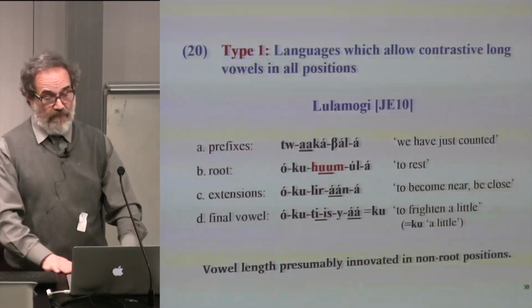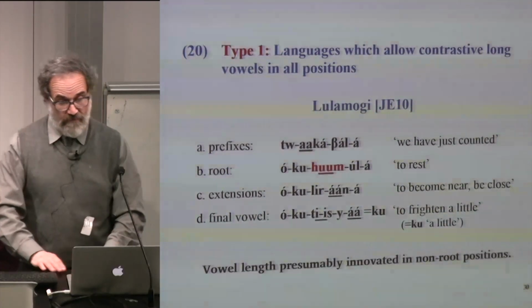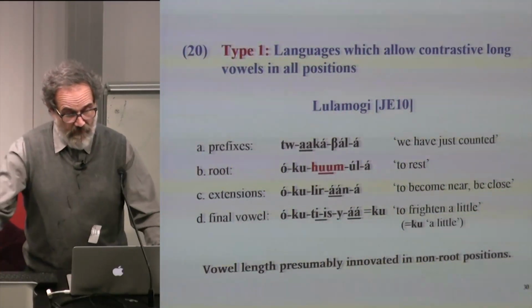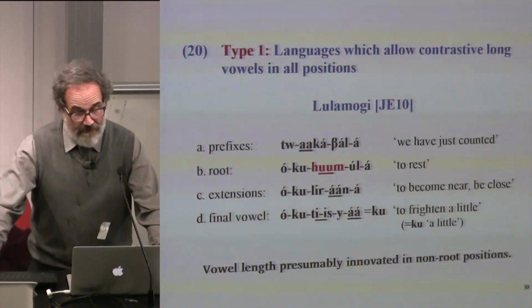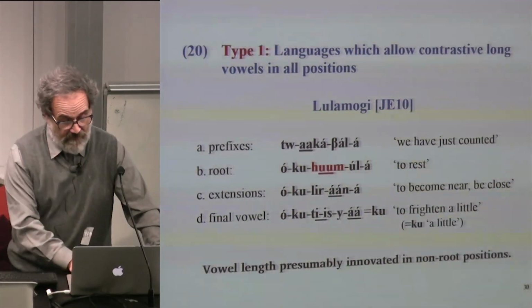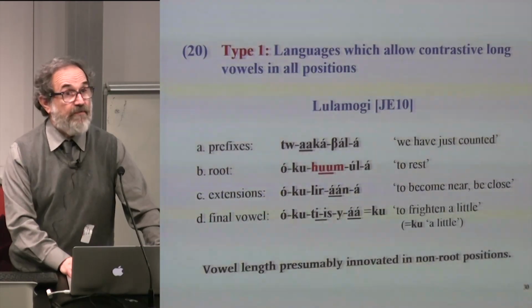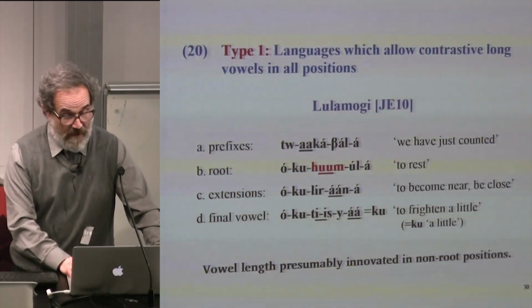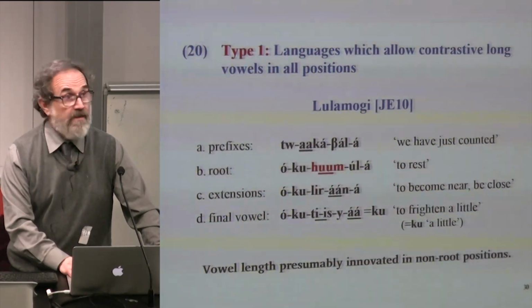So the type 1 languages, as I mentioned, are those which allow contrasted vowels in all positions. Lulamogi is a good example of that. Here you can see, if you look at the red example, the root, that's what we've seen so far, that's where we expect a long vowel, an inherited long vowel. The other positions have to all have been innovated.